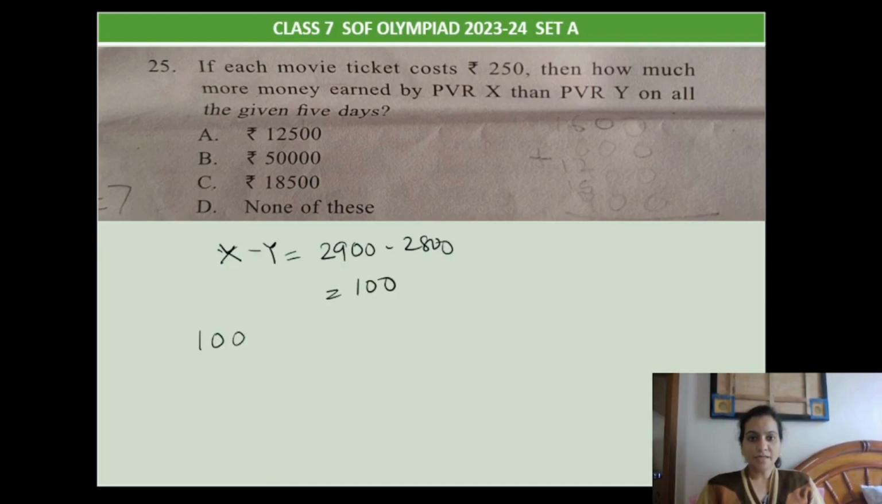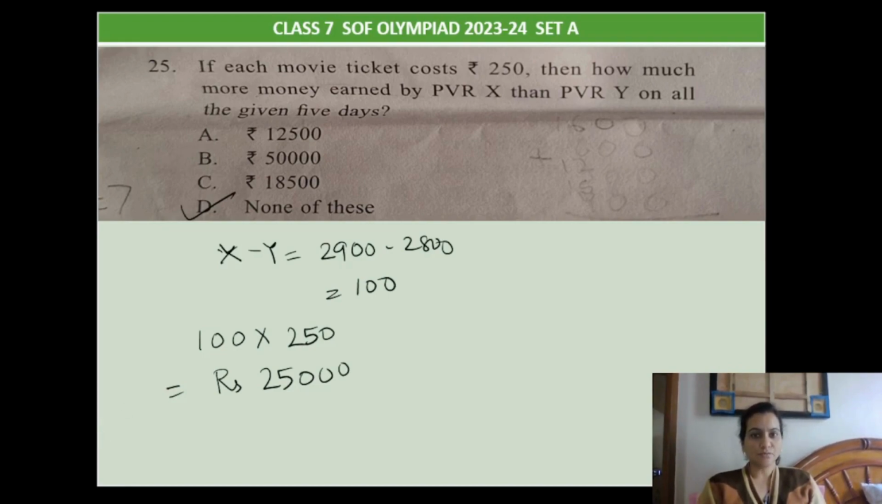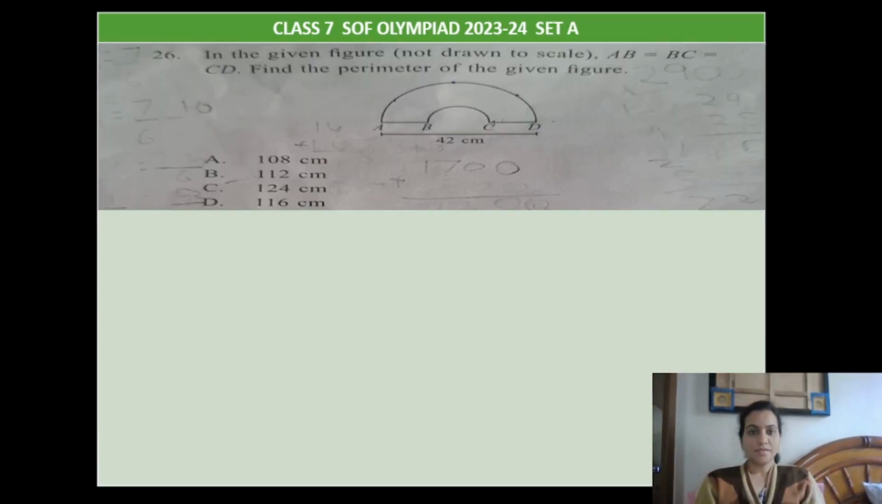Now each of these 100 tickets costs rupees 250. So the total cost of the difference between X and Y is how much? Rupees 25000. So the answer is none of these, which is correct. So D option should be the right answer for question number 25.